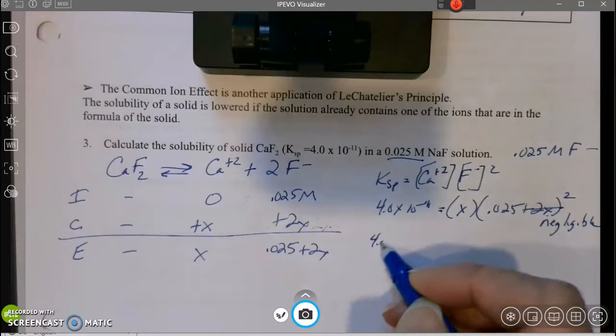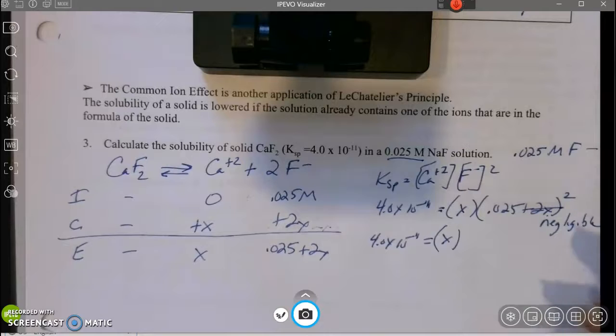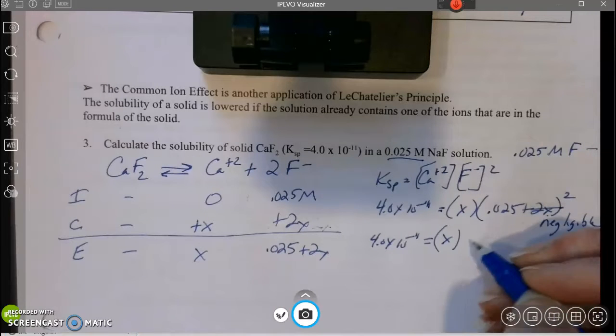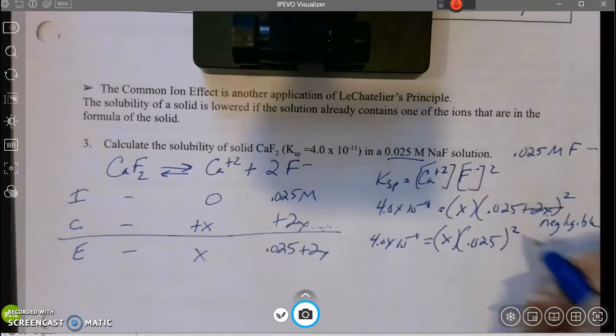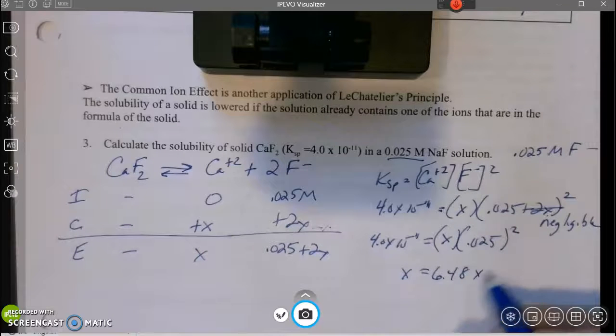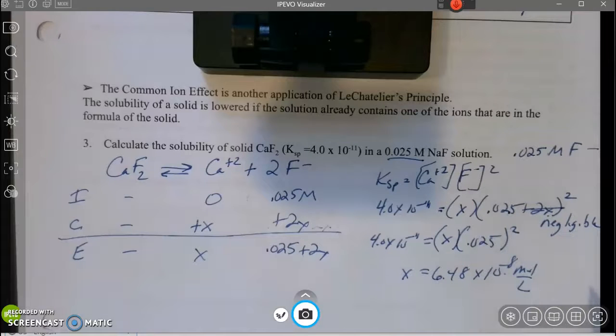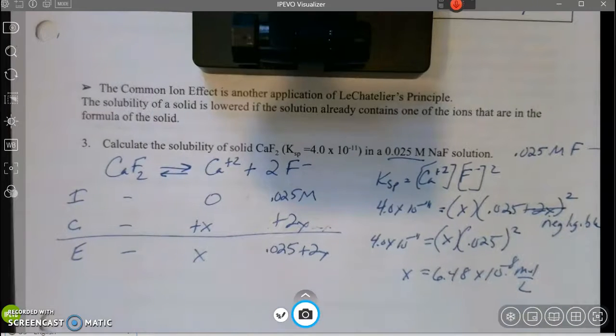So I'm really going to end up with 4 times 10 to the negative 11th equals x, and 0.025 squared. Okay, and then when I simplify all of that, X is going to be 6.4 times 10 to the negative 8 moles per liter. So you can see adding 10 to the negative 8 to something that's 10 to the negative 6 is really not going to change my solubility that much, or my concentration of this ion that much. So X would be your solubility of the CaF2.